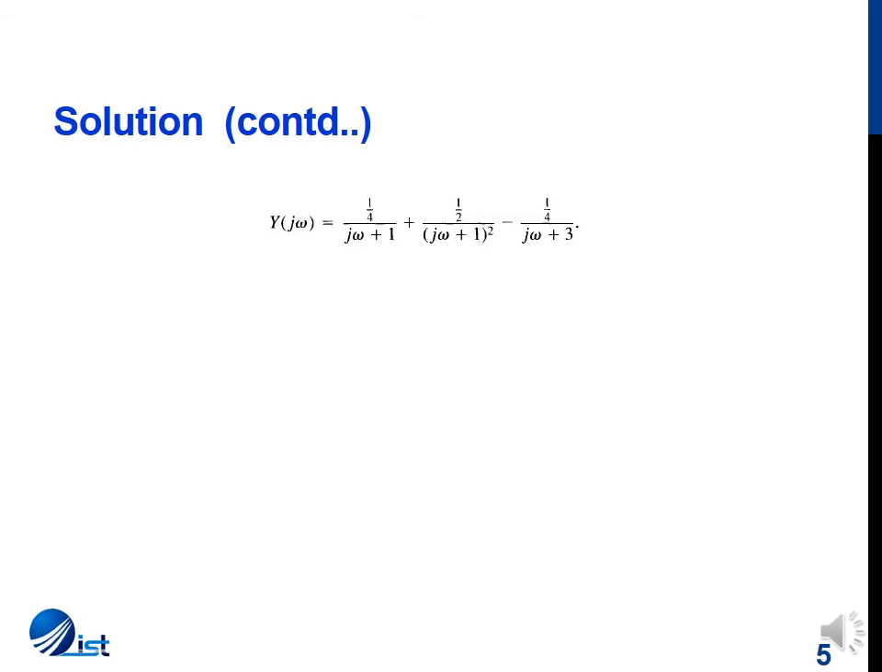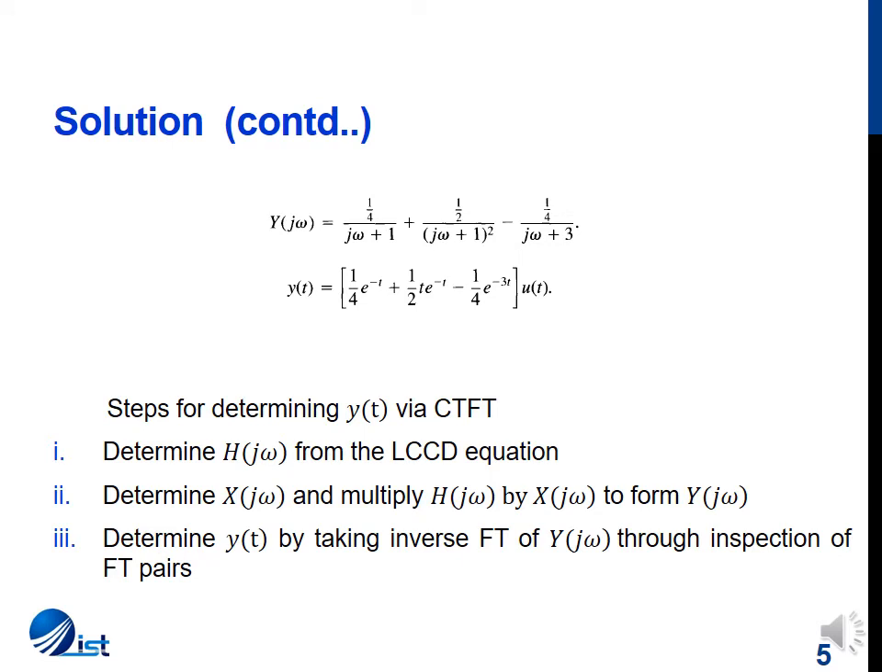Y(jω) is (1/4)/(jω+1). We are substituting the values, plus (1/2)/(jω+1)² minus (1/4)/(jω+3). So we take the inverse Fourier transform by comparison through the tables, through the properties, and we get y(t) is equal to 1/4 e^(-t) + 1/2 t e^(-t) - 1/4 e^(-3t), times u(t).